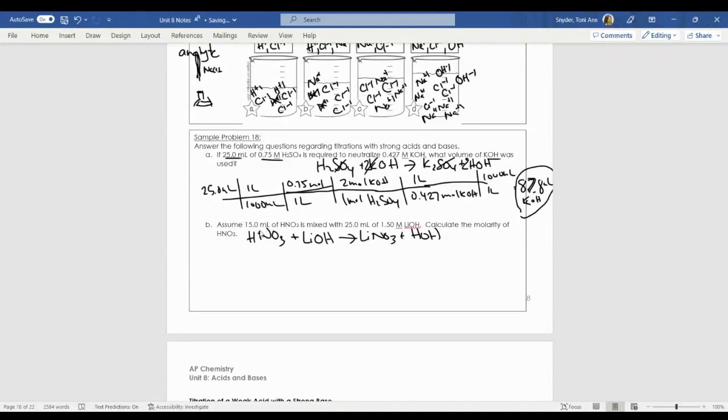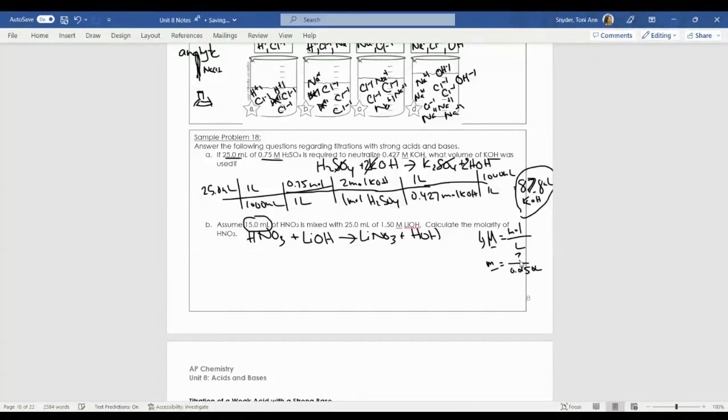So 15 milliliters is mixed with 25 mils of this. Calculate the molarity of nitric acid. I usually like to calculate molarity of this because we have to remember that molarity is equal to moles per liter. And you are actually already given the volume of this nitric acid, so we know this liter on the bottom. We know it's 0.0150 liters.